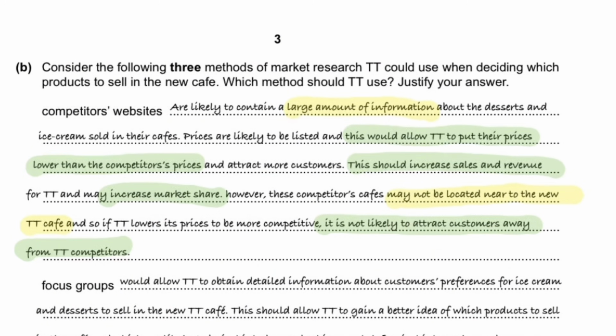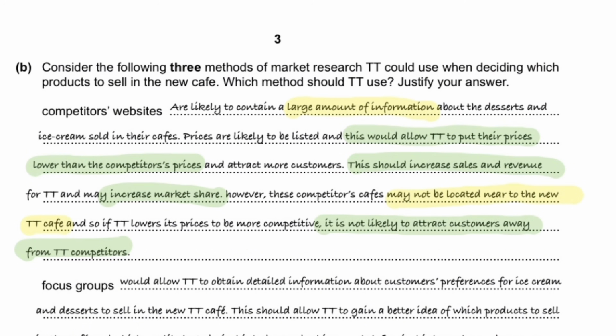So for the first point, competitors' websites, as they offer a large amount of information about their desserts and ice cream, this will allow TT to put their prices lower than the competitors' prices, and this will result in an increase in sales and revenue, which will increase their market share. However, TT's competitors may not be located anywhere near the new cafe, and so if they do lower their prices, it is not likely to attract customers away from its competitors.